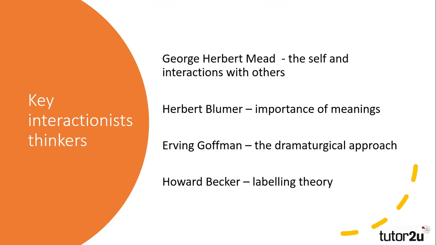Interactionism has been developed in a number of different ways and branches off into different theoretical approaches. Possibly the most common we have come across are symbolic interactionism and labelling theory. But interactionism as a way of approaching society is developed through a range of key thinkers.